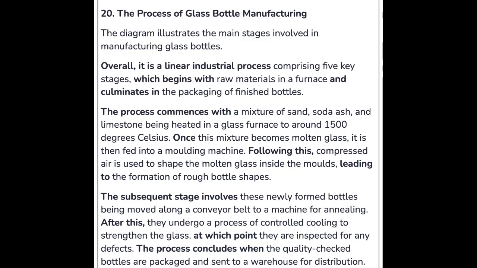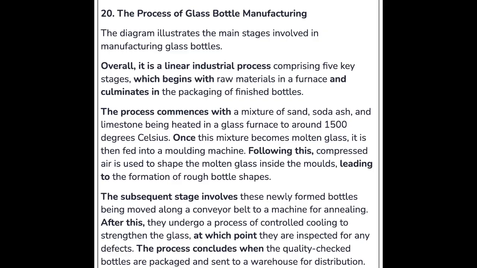20. The process of glass bottle manufacturing. The diagram illustrates the main stages involved in manufacturing glass bottles. Overall, it is a linear industrial process comprising 5 key stages, which begins with raw materials in a furnace and culminates in the packaging of finished bottles.